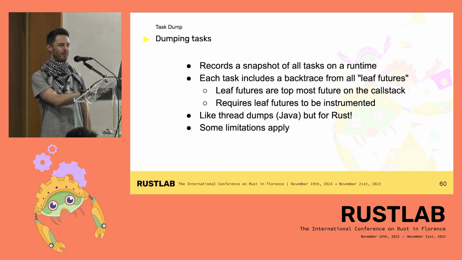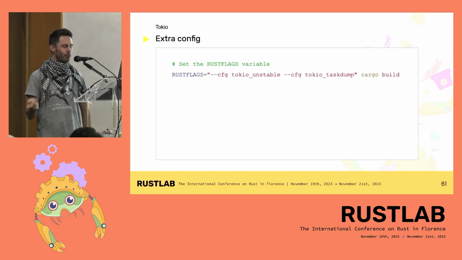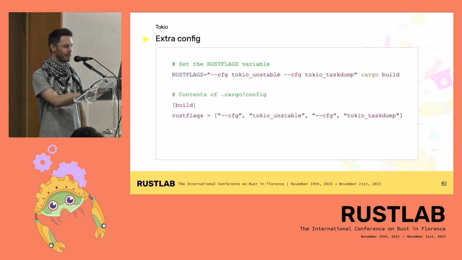There are some limitations that apply. I'll discuss them a little bit later on. So, also a little bit of extra config. We need this Tokio task dump config in addition to the Tokio unstable config. This is better than using features, because unstable features is not a thing that Rust has, and that means that once you create a feature, for instance, we have the tracing feature in Tokio, that basically leaks out into your public API, and you can never remove that feature, even if it does nothing. Again, I recommend putting this in cargo config instead of using the environment variable.